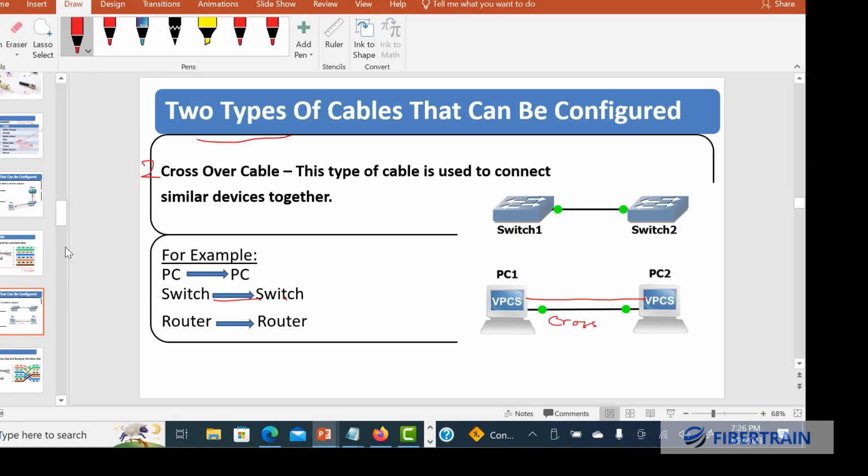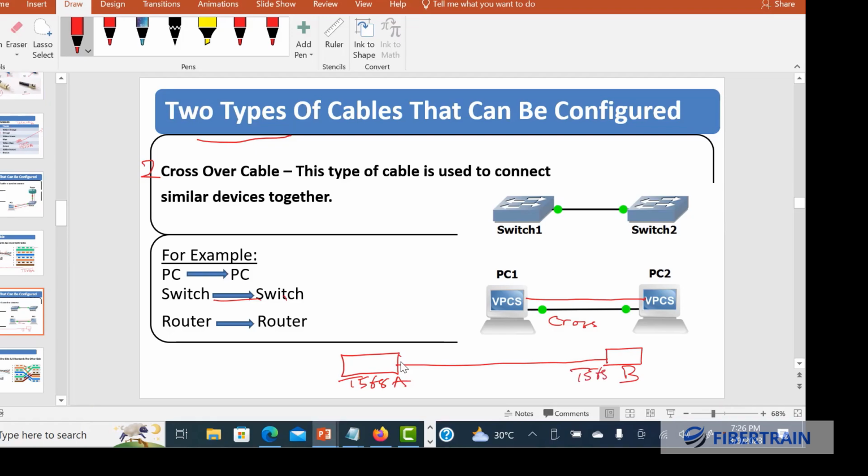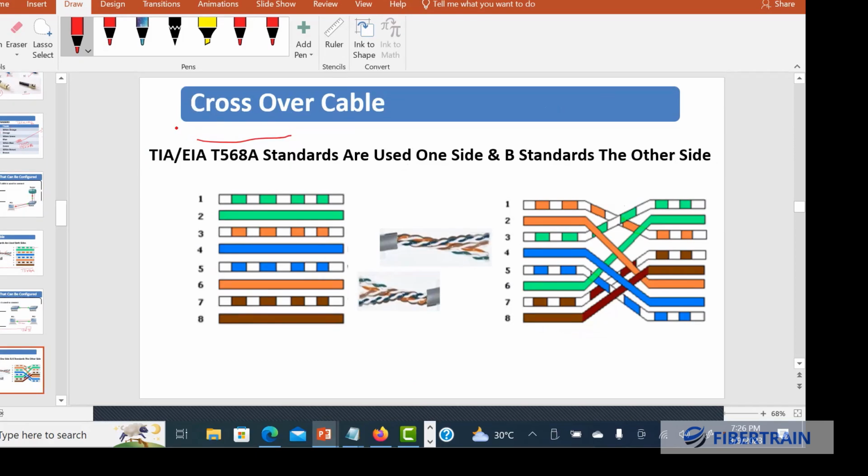Okay, so what makes a crossover cable? This is the cable. We have to arrange the colors here and put it inside the connector. We also have to arrange the colors here and put it inside the connector. If we're using T568A here, here should be B. Right? So here will be T568B. So when one side is A and the other side is B, the cable we made is called crossover, not straight through. In straight through, both sides must be the same. In crossover, if we are using T568A here, you could see here, we started with white orange, white green, green.